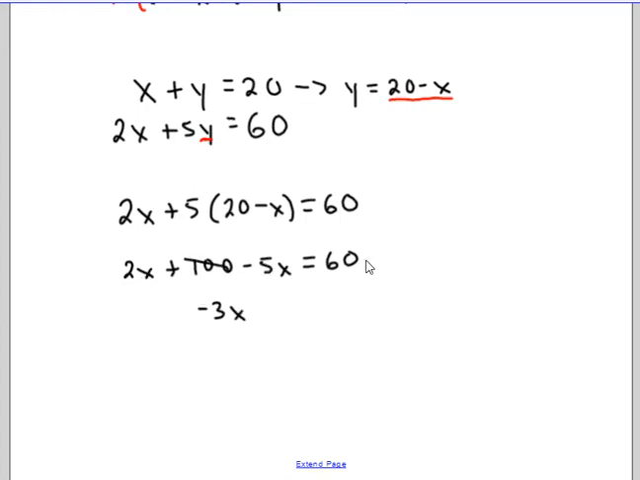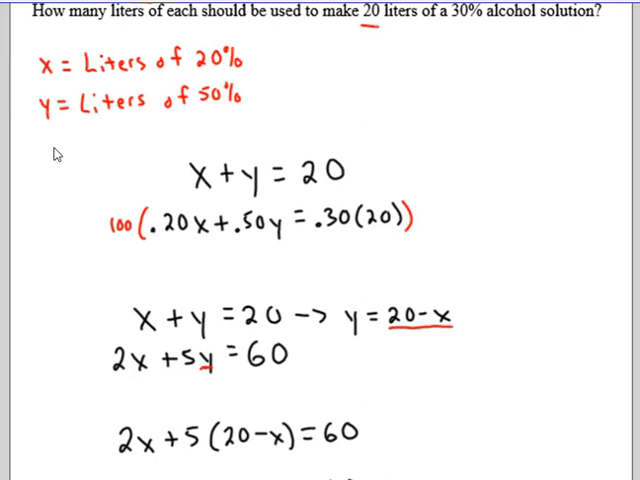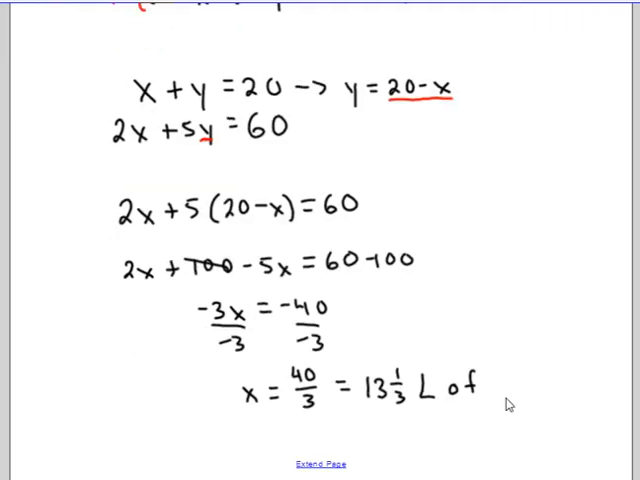I'm going to take this 100 over here. It becomes negative, and then 60 minus 100 is negative 40. Divide both sides by negative 3, and x is going to be 40 over 3, which is 13 with a remainder of 1. So that's 13 1/3 liters of the x, which was my 20%.